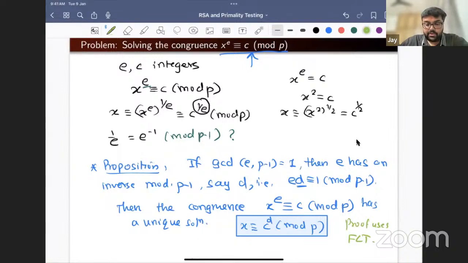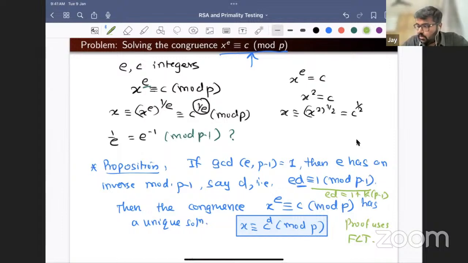So you have C power ED, and ED is nothing but it is 1 mod P minus 1. So ED is of the form 1 plus K times P minus 1. And anything raised to P minus 1 modulo P by Fermat's theorem is 1. So you'll get C. So the congruence is satisfied. The proof is very simple.